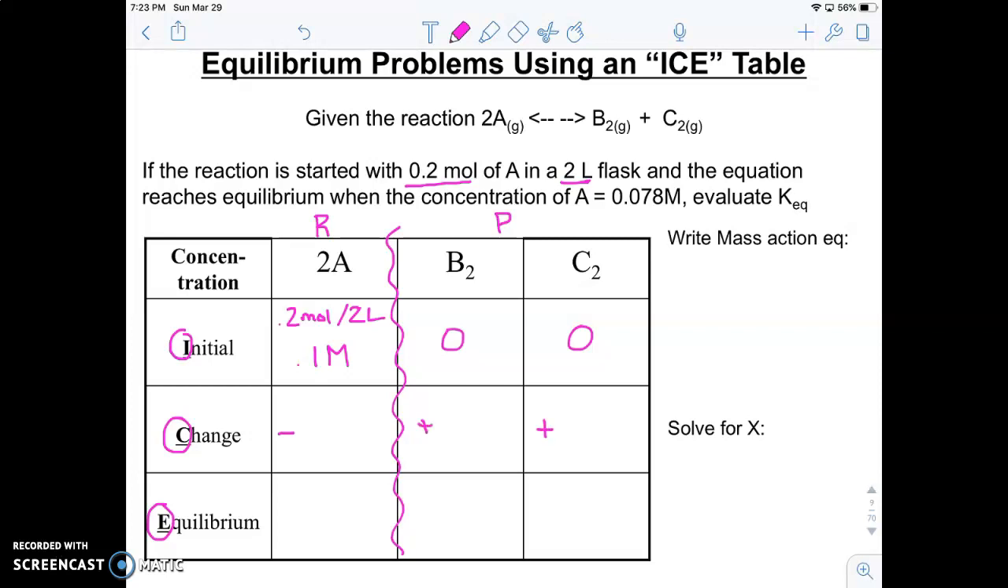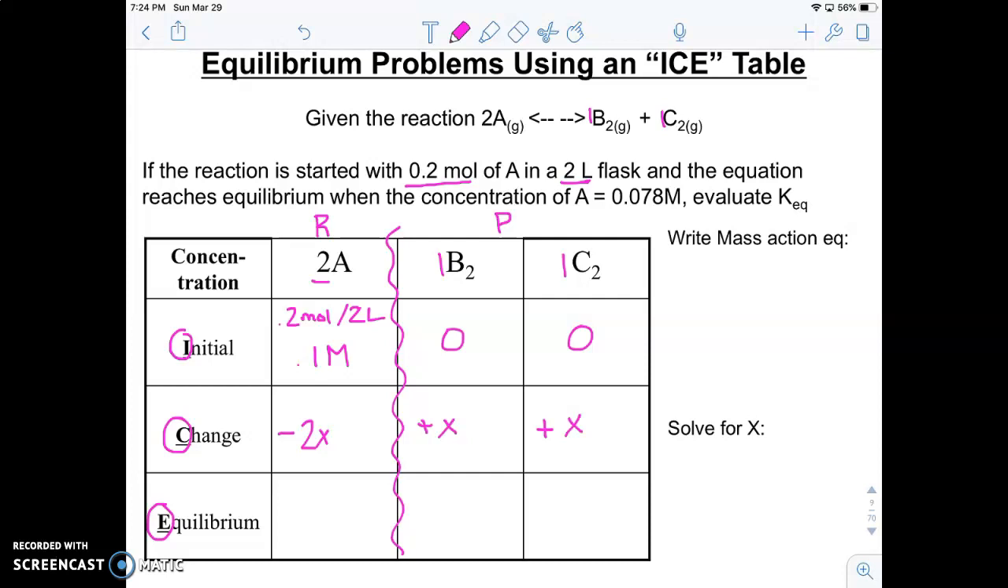Okay? And we don't know exactly what that change is, so we're going to use an X to represent what that change is. But you also have to take into consideration what the coefficient is. So the change for A is not just going to be minus X, it's going to be minus 2X. B2 and C2, they both have coefficients of 1 when you look up at the balanced equation. So you never need to write the number 1. So I'm just going to do plus X and plus X.